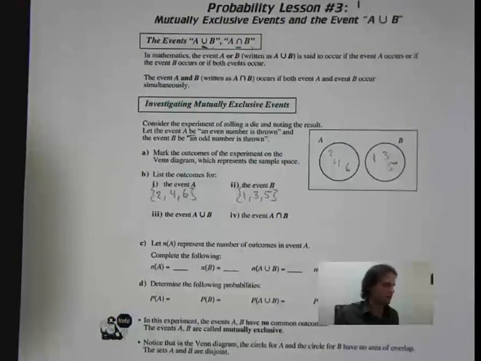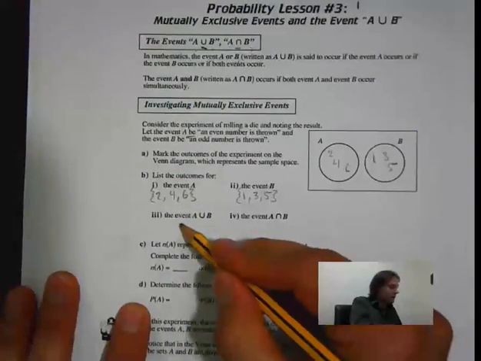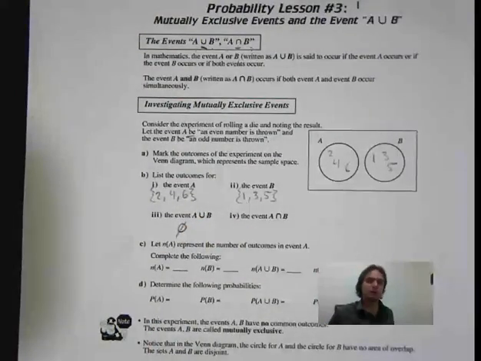List the intersect. Well, you can't have a number that's odd and even at the same time. So when we roll a die, we can't have an odd and even number. So then, this is actually an empty set. Remember that notation? It's an empty set.